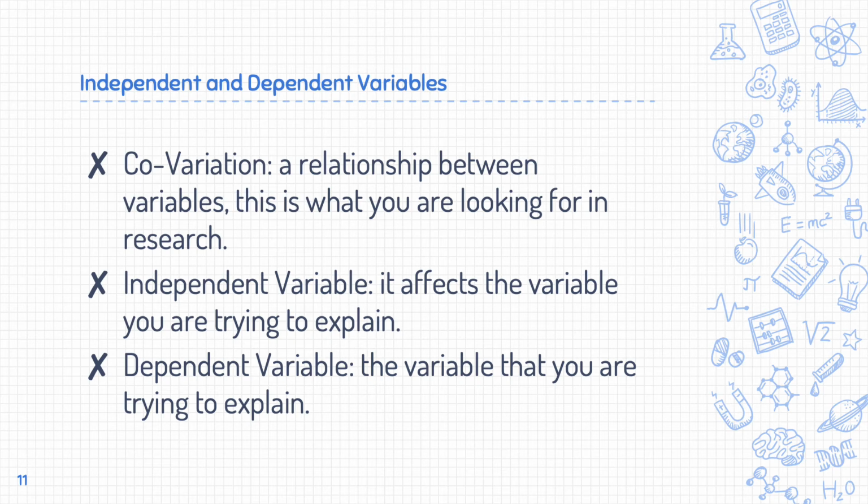So here's a little bit more on those variables. There are two variables: your independent and your dependent variable. Your independent variable is the variable that affects what you were trying to explain. The dependent variable is the variable that you are trying to explain. What you are looking for here is covariation. This is where there is a relationship between these two variables.